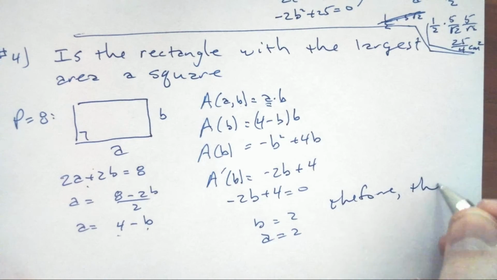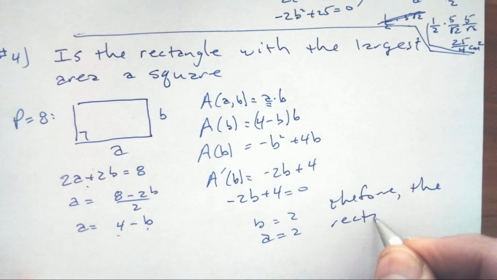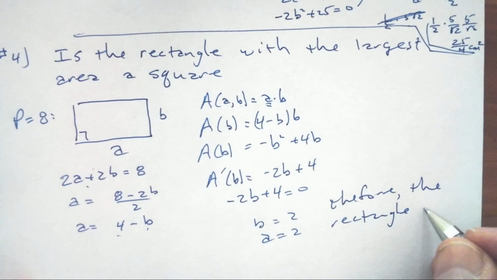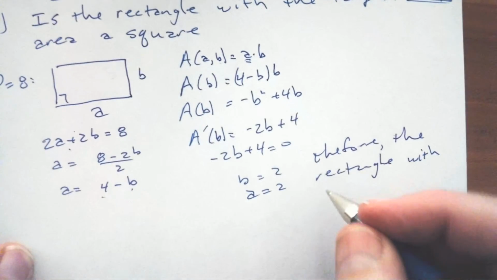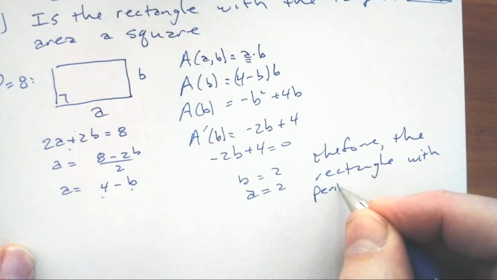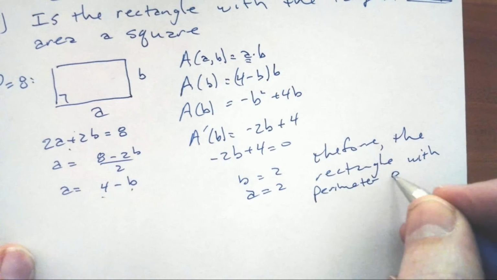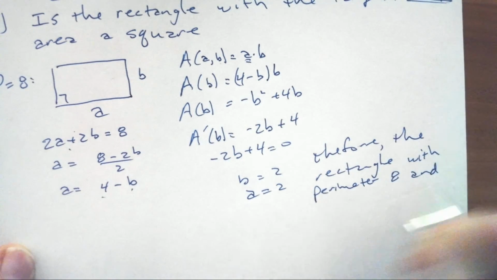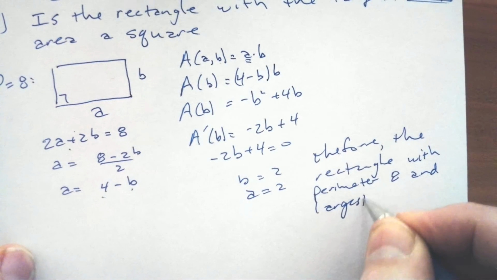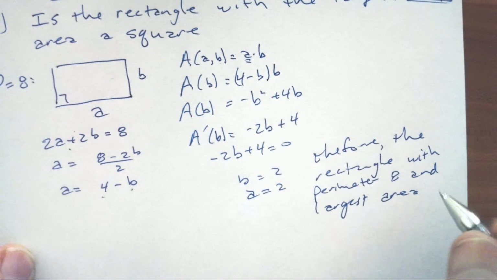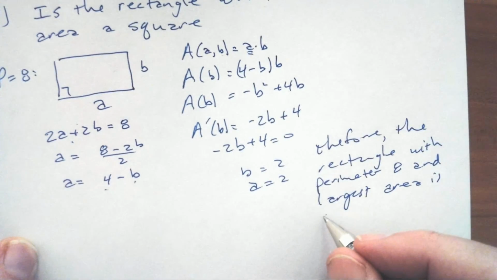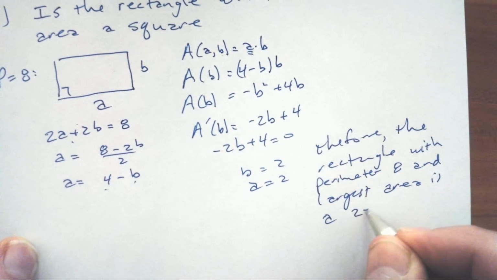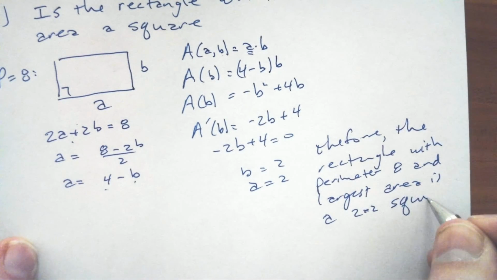Therefore, the rectangle with perimeter 8 and largest area is a 2 by 2 square.